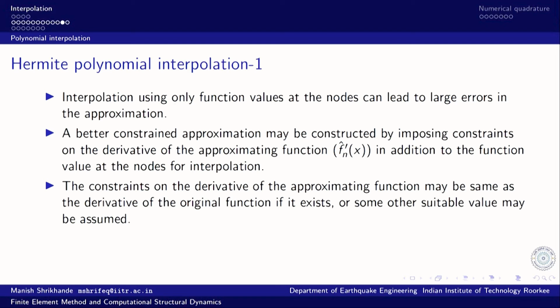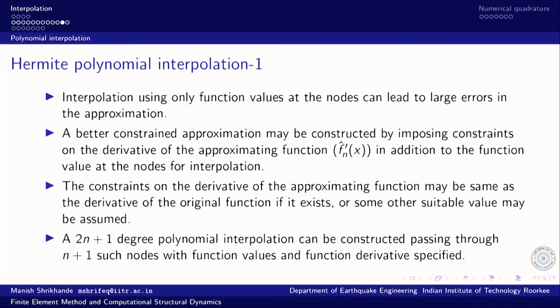The constraints on the derivative of the approximating function may be the same as the derivative of the original function if it exists, or some other suitable value may be assumed. If the derivative is already defined, then it can be used, or we may impose something which may be able to provide a better constraint on the approximation.